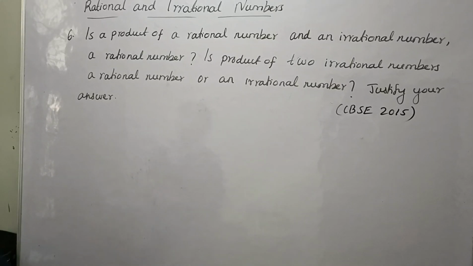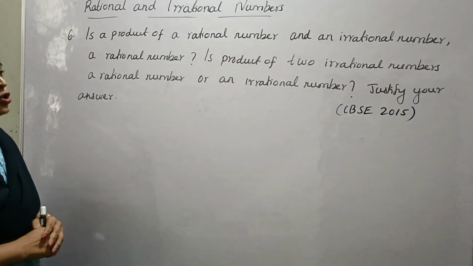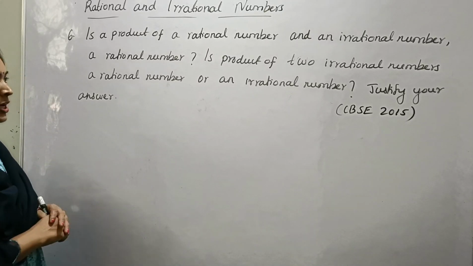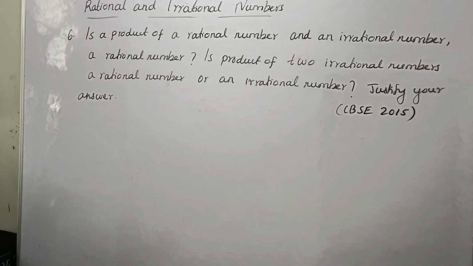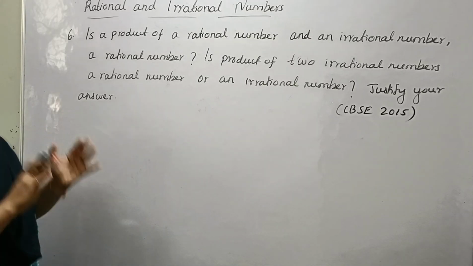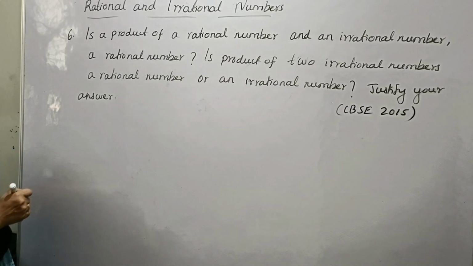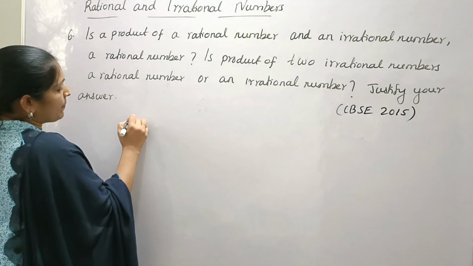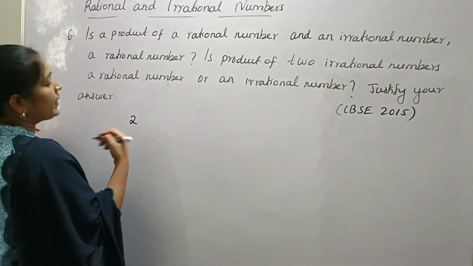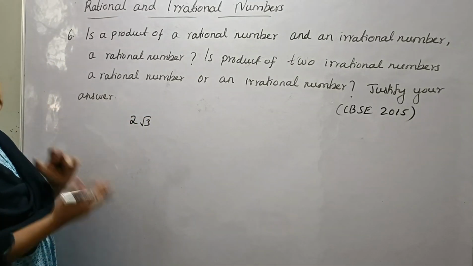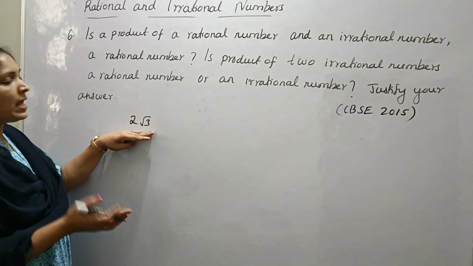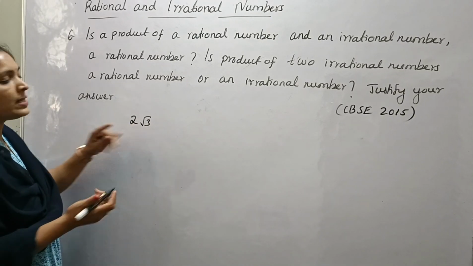Is a product of a rational number and an irrational number a rational number? Is the product of two irrational numbers a rational number or an irrational number? Justify your answer. An important question. So here, first question is the product of a rational number and an irrational number. See, take a rational number 2 and an irrational number root 3. So the product of 2 and root 3 is 2 root 3, which is an irrational.